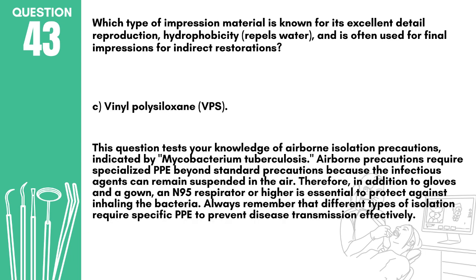Answer: C. Vinyl polysiloxane, VPS. This question tests your detailed knowledge of elastomeric impression materials. The keywords excellent detail reproduction, hydrophobicity, repels water, and final impressions for indirect restorations are key characteristics of vinyl polysiloxane, VPS, also known as addition silicone. VPS is highly accurate, dimensionally stable, and widely used for precise final impressions for crowns, bridges, and inlays/onlays.